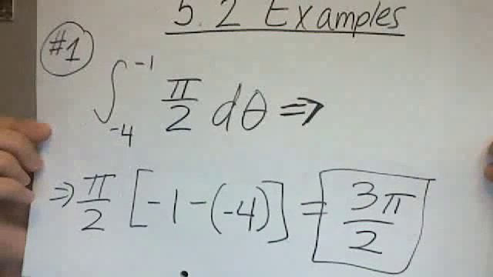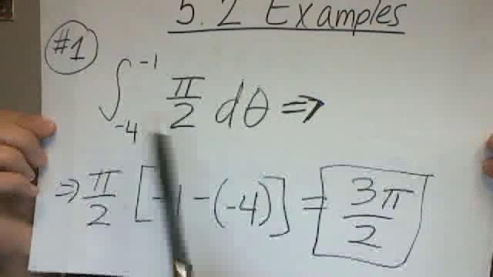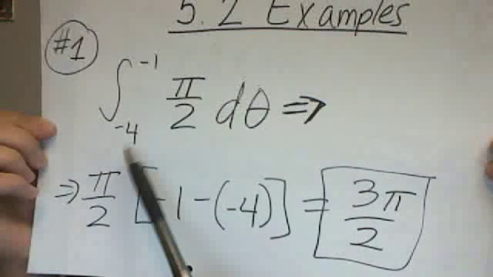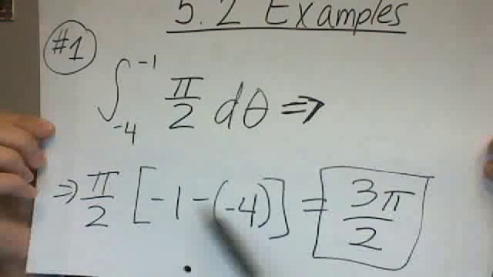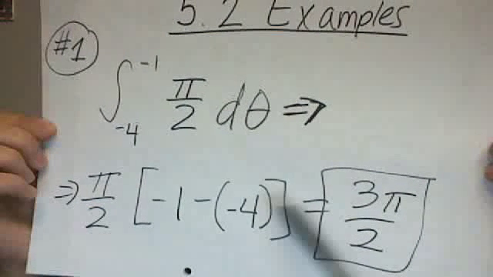Then you just pull this out and multiply at the end. You basically plug in these values for theta, which is really simple math, and then you multiply by pi over 2 to get an answer of 2 pi over 2.